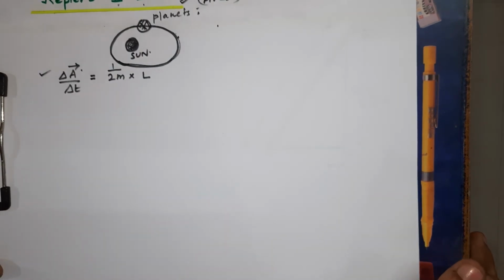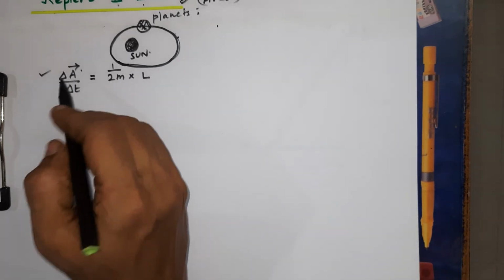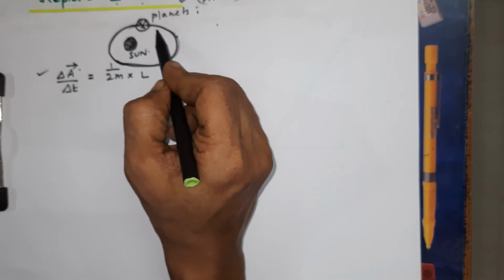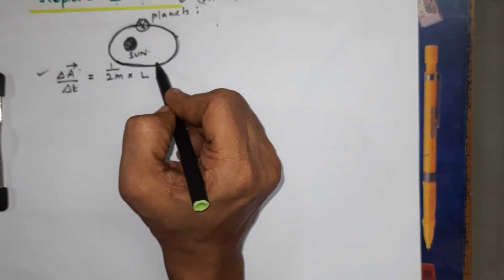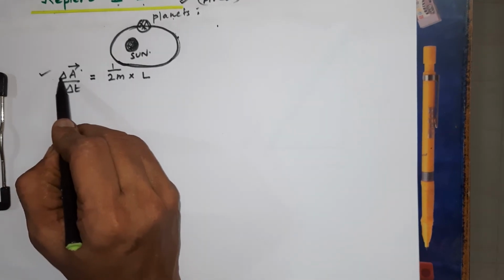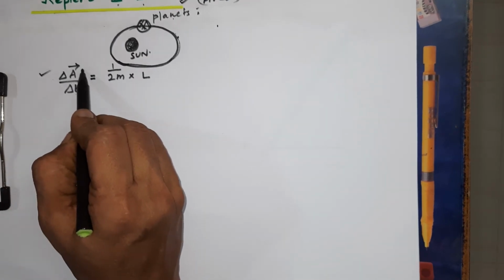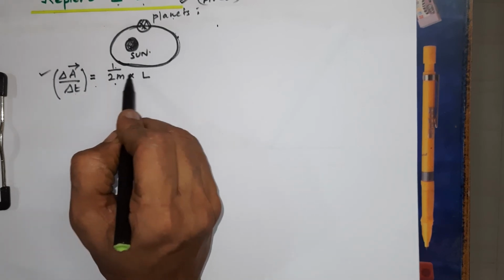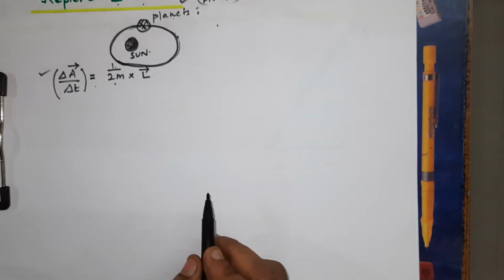Hello students. By using the geometrical meaning of angular momentum, we can also explain the second law of planetary motion as given by Johannes Kepler. So here we all understand that planets revolve around the sun in an elliptical orbit, taking the sun at one of its foci. When we look at this expression, delta A vector upon delta T, this is the areal velocity, that is equal to 1 upon 2m multiplied by the angular momentum.